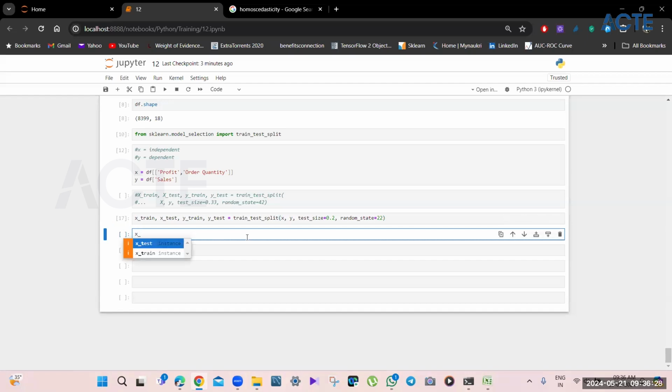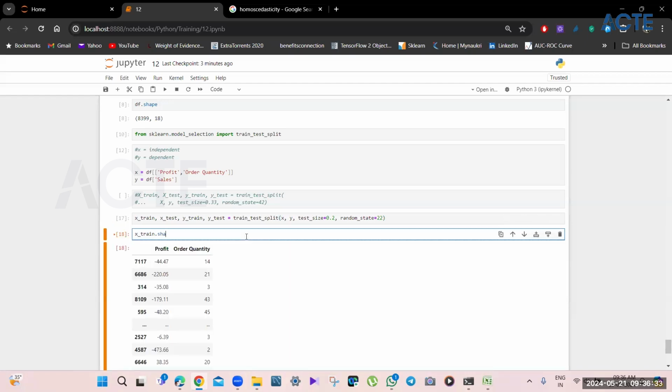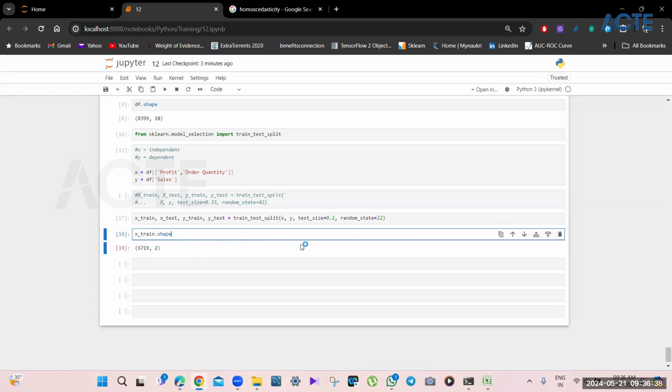So what is the value? Yes, x train dot shape.